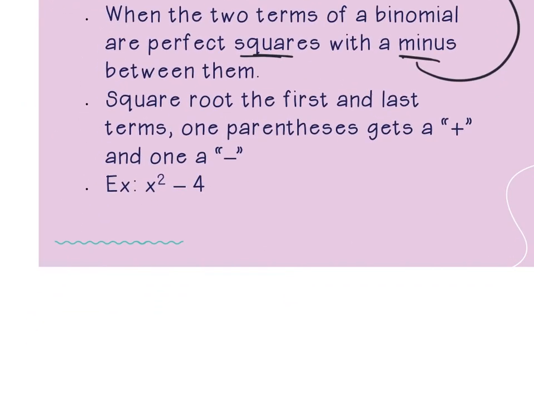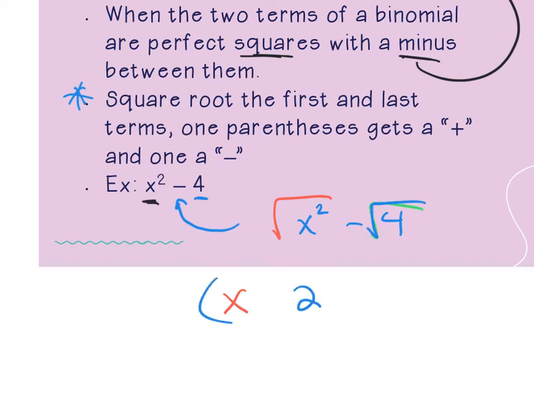So notice in this example, x squared is a perfect square and 4 is a perfect square. Notice in between the two perfect squares is a subtraction sign. So the way that we would actually factor this is we're going to do what it says here. We're going to square root the x squared. We're going to square root the 4, and then I get, actually let me just do this in blue. We get a 2. We're going to write that in both binomials, but one gets a plus sign and one gets a minus sign.